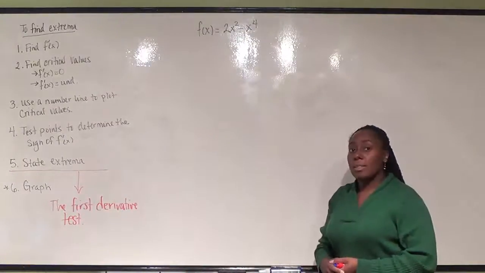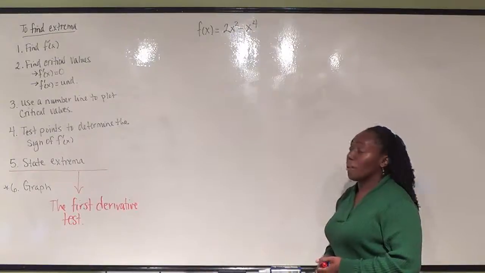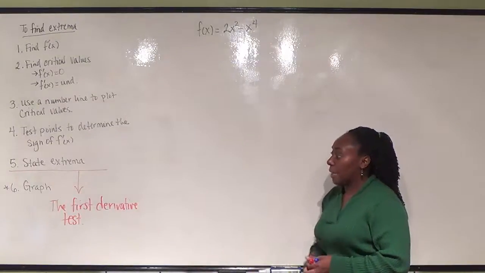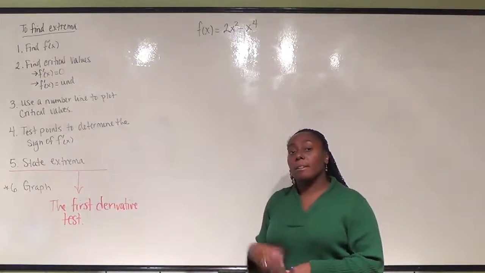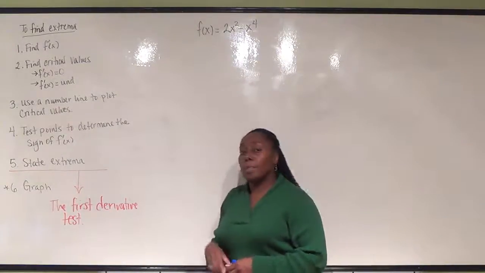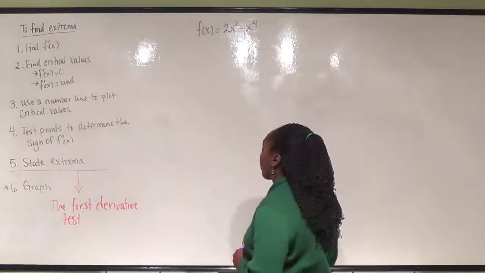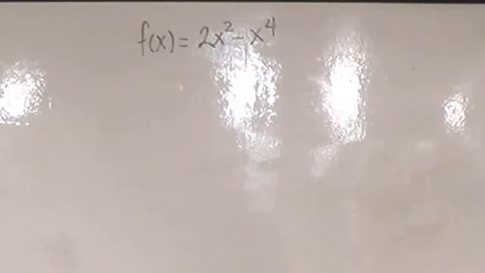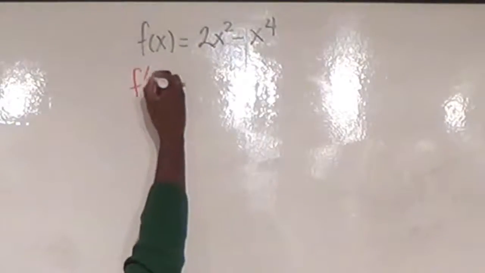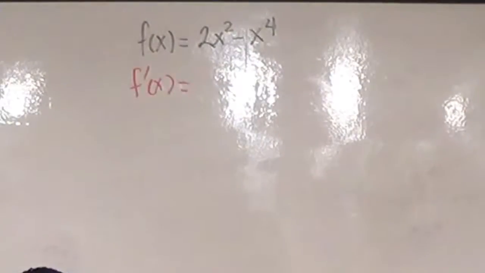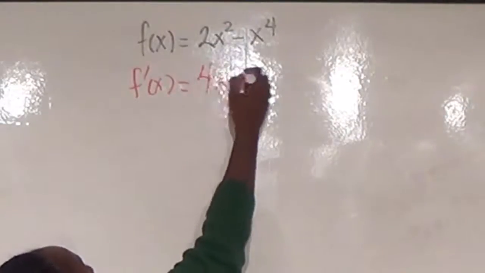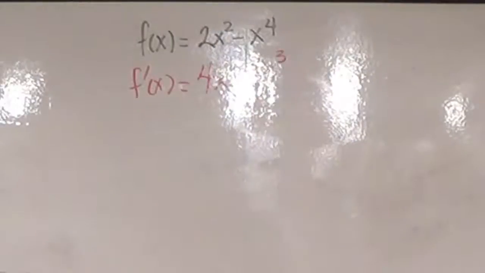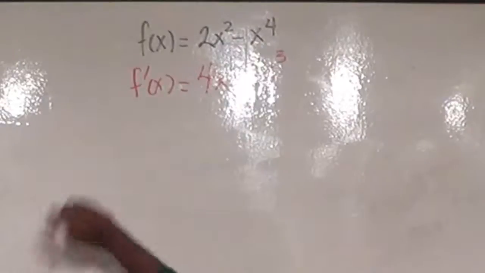So let's take a look at this example. F of x equals 2x squared minus x to the fourth. In this case, we want to find the critical values and essentially find the extrema, and if we can, sketch the graph. Okay. So in this example, first thing I'm going to do is find my derivative. So using my power properties, we can see 4x minus 4x cubed is going to be my derivative. From there, I want to find my critical values.